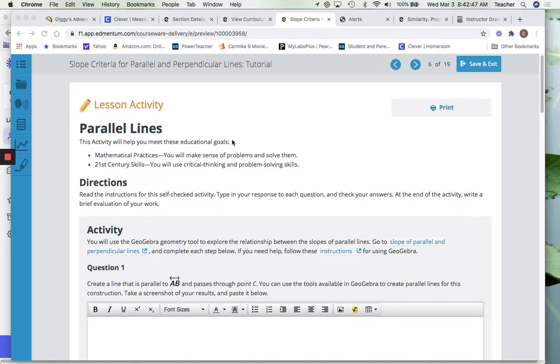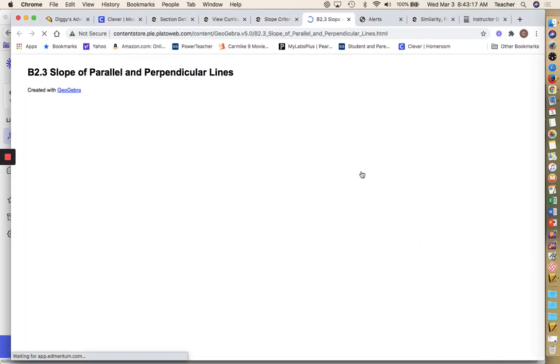All right, everybody, we're in the next lesson, which is all about slope criteria of parallel and perpendicular lines. If you have not been paying attention in my class, you may not know this: parallel lines have the same slope, and perpendicular lines have opposite reciprocal slopes. If you've been sitting in my class or watching these videos, you know this, because I have said it over and over again. Well, here it is, back again. So let's get into our GeoGebra and see what's going on.